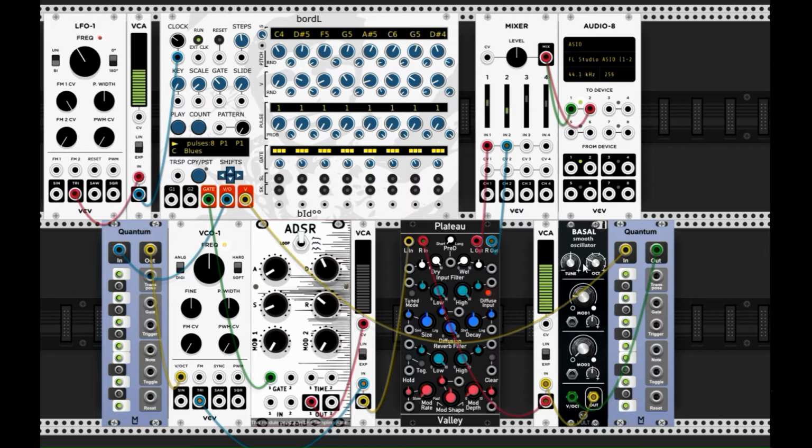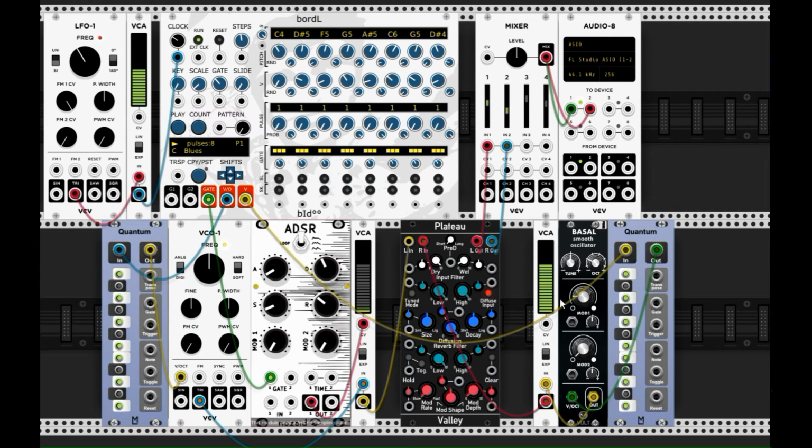So the voice coming from Basel is not sent through an ADSR, but through plateau and then to the mixer and to the output. The first voice here on the left side is sent through VCA and ADSR combination. The gate impulse comes from the sequencer here above.